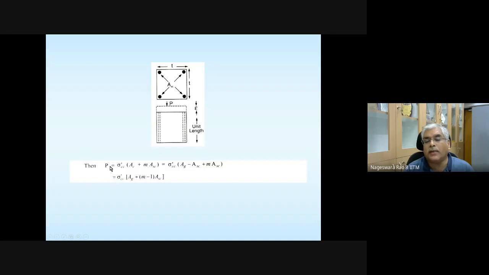So then this equation, P equal to sigma Cc prime, we can express this in terms of gross area, Ag plus M minus 1 ASC. This equation, okay? Any questions here? Any questions here?